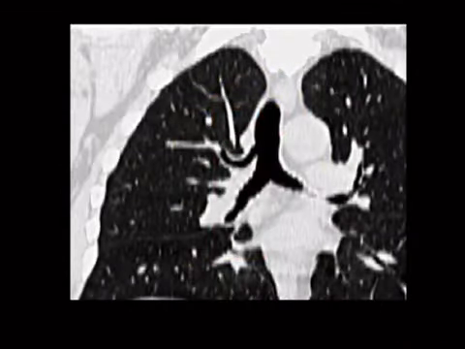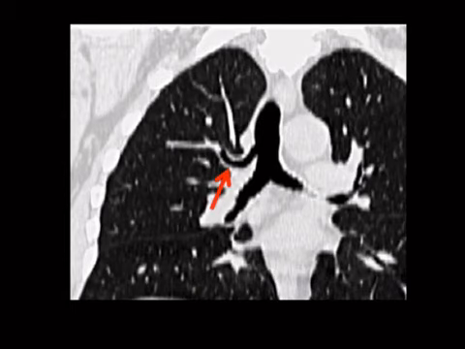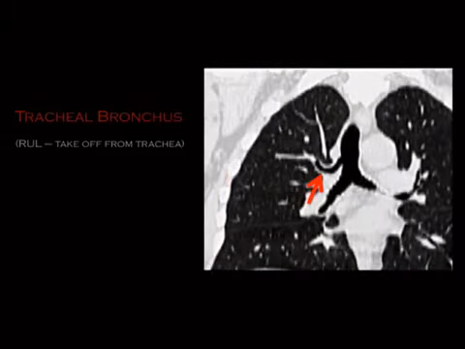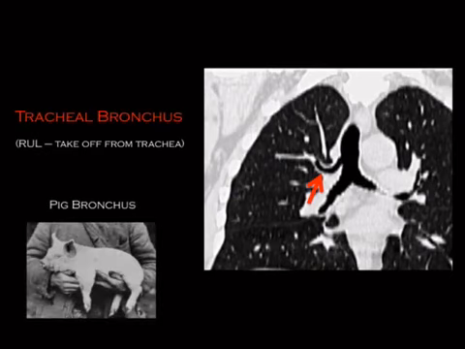So this is another airway question, and this one is a normal variant of anatomy. Notice there's a bronchus that is taking off straight off of the trachea, feeding the right upper lobe. This is a common variant called a tracheal bronchus. Some people call it a pig bronchus. I like to call it a pig bronchus. I like to put that in a report. The patient has a pig bronchus. Bury it in the findings.